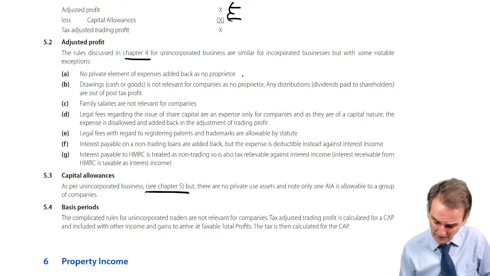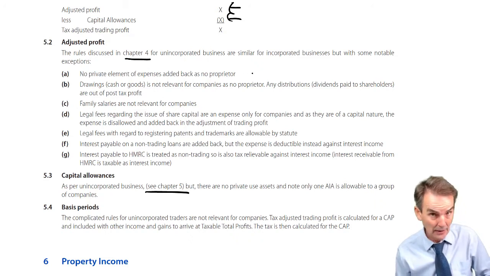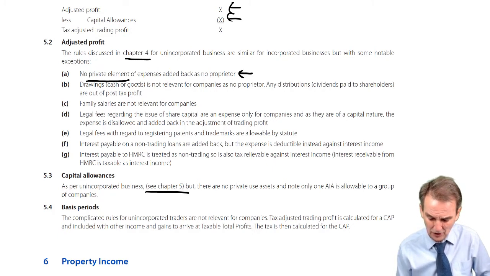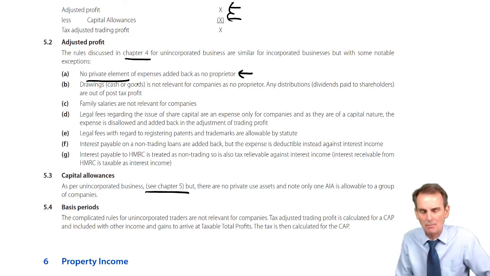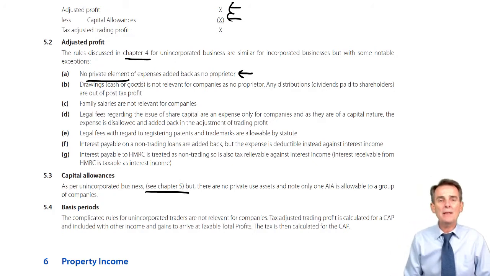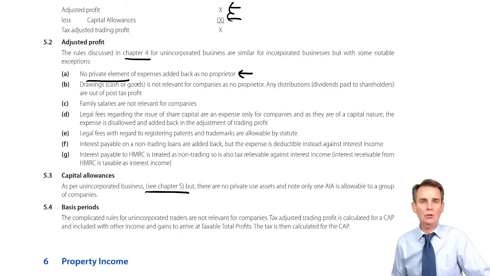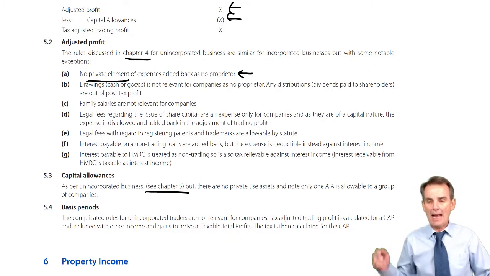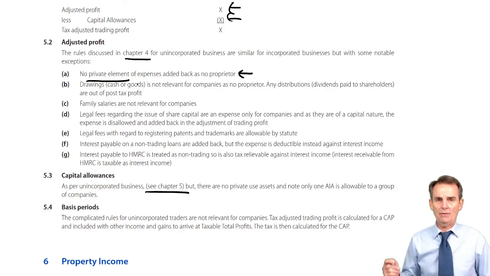So what have we got? First of all, one of those differences. Most of the rules are going to stay the same, except no private use. So again, we would see things like motor expenses, rent and rates, heat and light, for example, where there was going to be an element of both allowable business use, but also private use by the proprietor. We don't have a proprietor so far as a company is concerned here. So on that basis, there's never any private use.